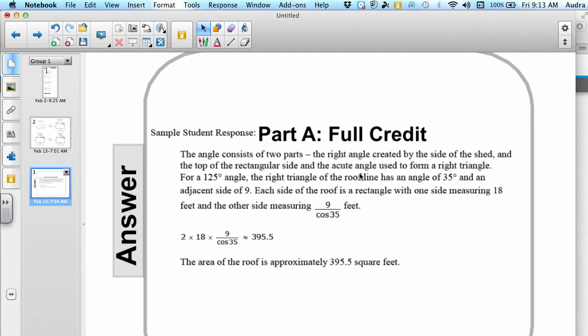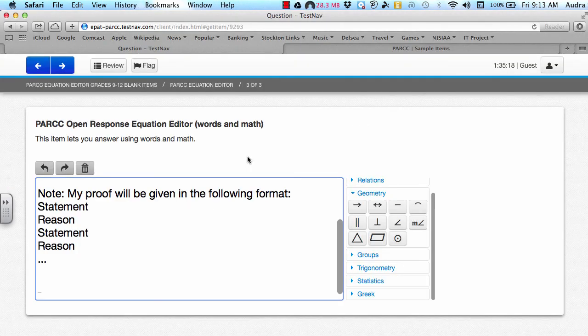So again, make sure, because you do not have the drawing capabilities on the PARCC, that you actually explain what you drew and how you got those values. And those are the additional odds and ends that you should know about prior to taking the PARCC geometry assessments within the next few months.